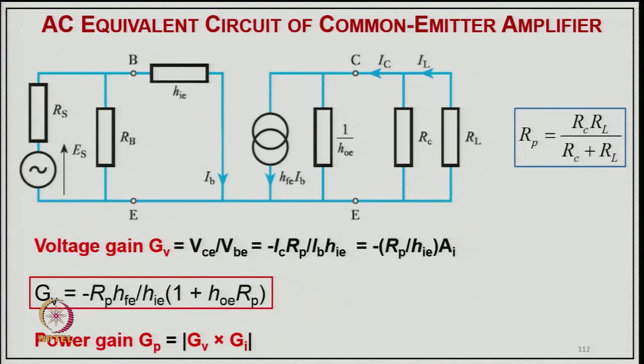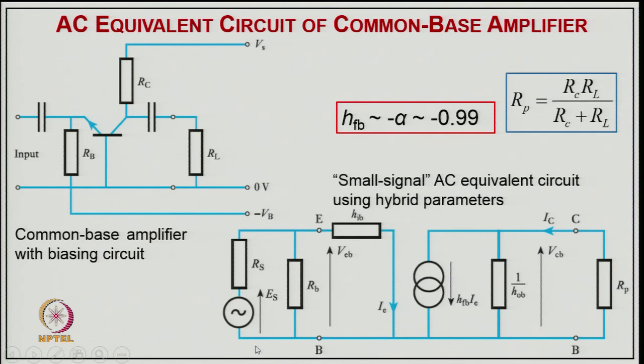Now the voltage gain will be GV, VC upon VB, the signal which you are applying here, minus RC into RP divided by IB HIE, that is minus RP upon HIE into AI. So, GV will be minus RP HFE divided by HIE into 1 plus HOE RP, and power gain will be GV into GI.